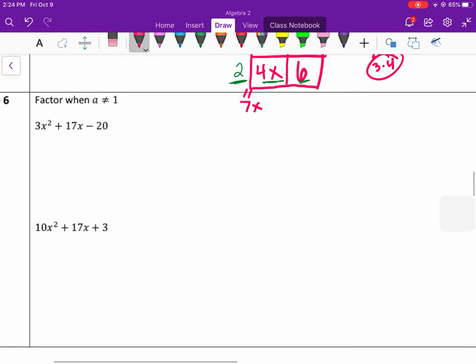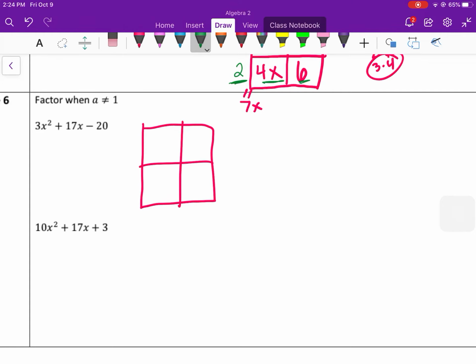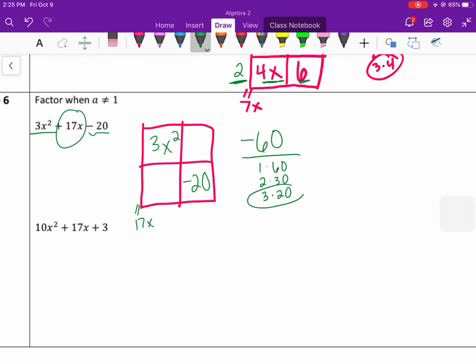All right, a couple more. So we make the box. We put our first term, 3x squared, in the first spot. The last term, negative 20, in the last spot. Then you multiply 3 times negative 20, which is negative 60. And then you have to find factors of negative 60 that add up to 17, because that's what you want the middle term to add up to, 17x. So, 1 times 60, 2 times 30, 3 times 20.